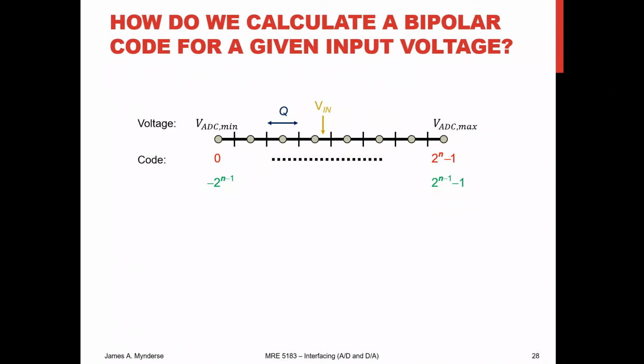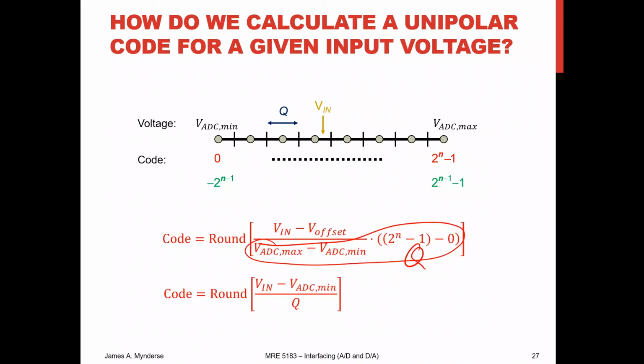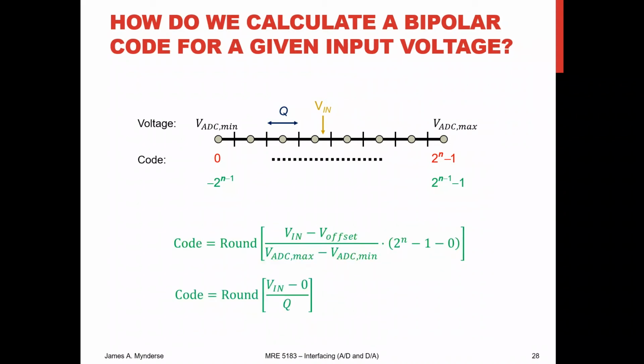So what if we want to do a bipolar code? Well, same sort of idea. We're going to take it relative to the offset again, which in this case is going to be 0 voltage. We're going to assume that the offset is always going to be 0 voltage for our bipolar codes. And so the bipolar code will be the rounding of Vn minus 0 divided by Q. So there we go. We got, flip back here, Vn minus VADC min over Q, and Vn minus 0 over Q, and both times we round.